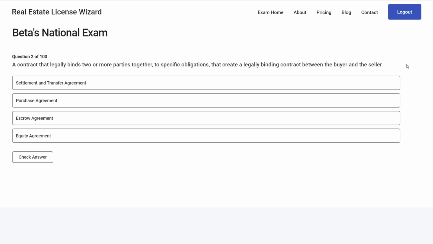So this question states, a contract that legally binds two or more parties together to specific obligations that create a legally binding contract between the buyer and the seller. Is it settlement and transfer agreement? Is it the purchase agreement? Is it the escrow agreement? Or is it the equity agreement? All right, go ahead and read that over, think it over, all that good stuff.